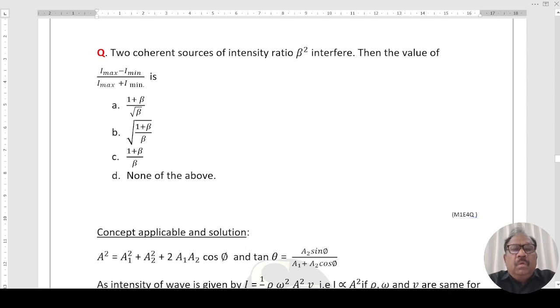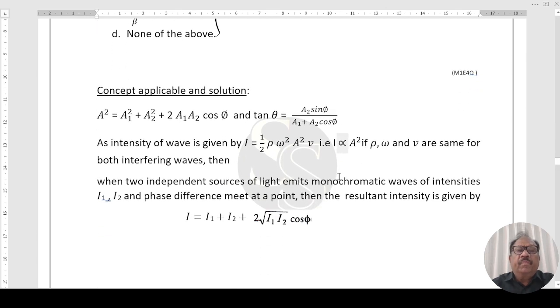Question is, two coherent sources of intensity ratio beta square interfere. Then the value of I maximum minus I minimum divided by I maximum plus I minimum is? Four options are given to you, one of the options is correct. Concept applicable and solution.